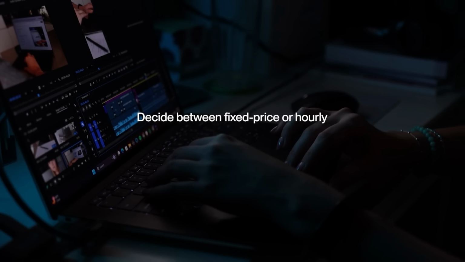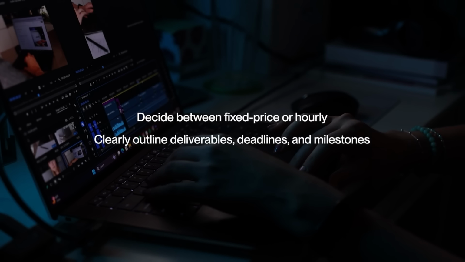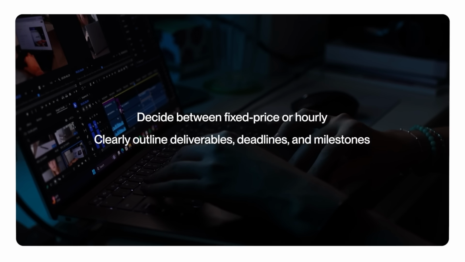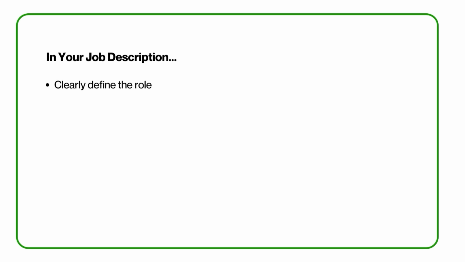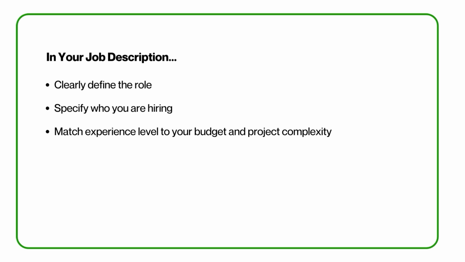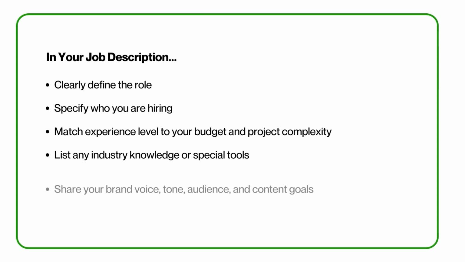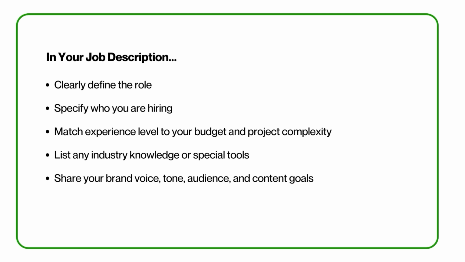And finally, set the scope and contract type. Decide whether a fixed price or hourly contract makes more sense for your project. Clearly outline deliverables, deadlines, and milestones so expectations are aligned from the start. In your job description, clearly define the role based on your video type, whether it's commercial, social, corporate, or motion graphics. Specify whether you're hiring an independent freelancer, an agency, or looking for ongoing support. Match the experience level to your budget and the complexity of your project. And be sure to list any industry knowledge or specialized tools that are required for your project. Share your brand voice, tone, audience, and content goals so editors really understand your vision from day one.